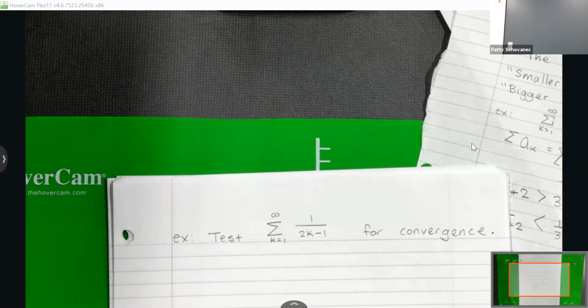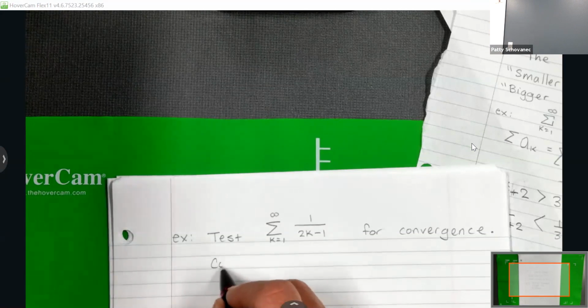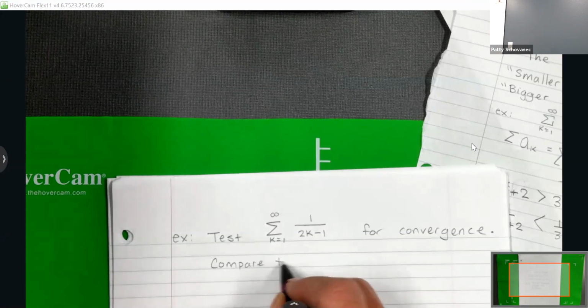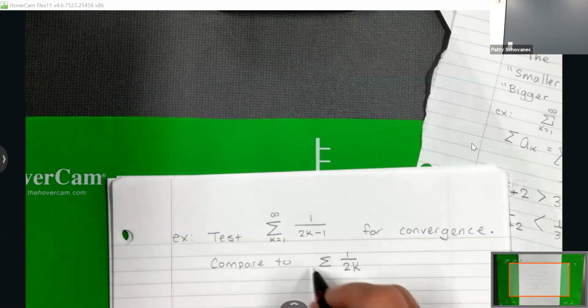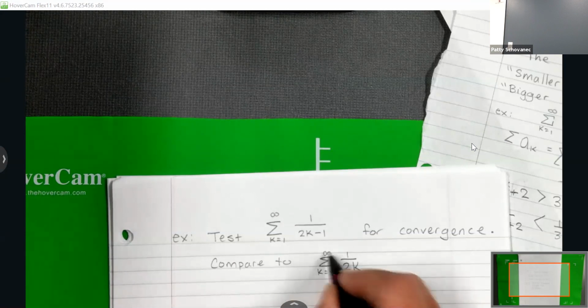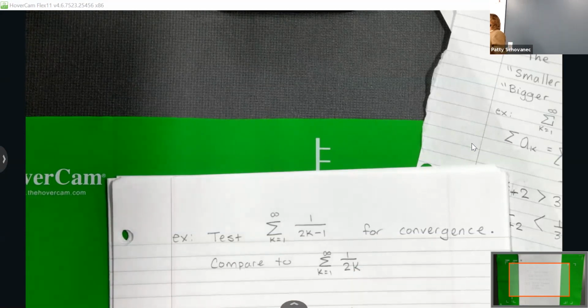But we can also compare it. I can compare it to a p-series. Just throw that minus 1 away. When k is large, that minus 1 doesn't do diddly for us. So throw it away and form the comparison series to be the series of just 1 over 2k, or 2 times k. The 1 over 2 is a constant. If I want, I can factor it out. So it's the same as saying 1/2 times the series 1 over k.